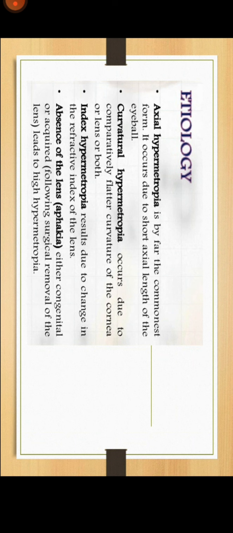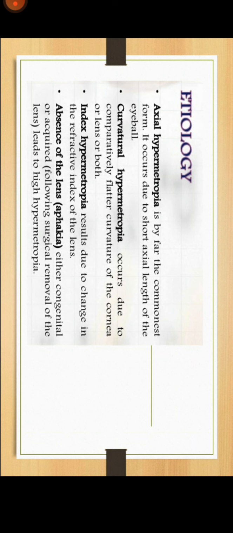Then another condition is absence of the lens, otherwise called aphakia. This is either congenital or acquired following surgical removal of the lens. Normally our eye has a lens which is convex in shape. Convex means a convergent lens. It will converge the light rays to the retina.